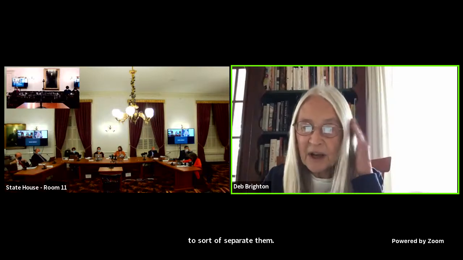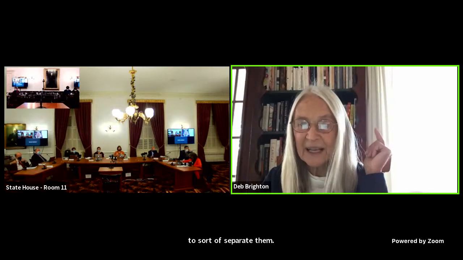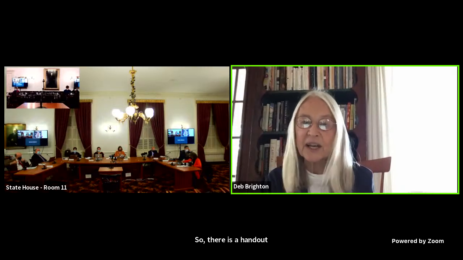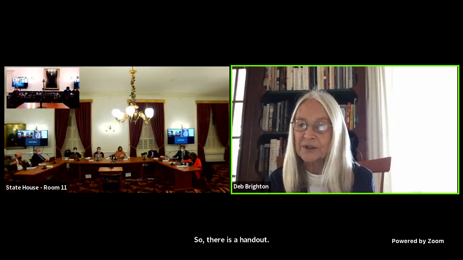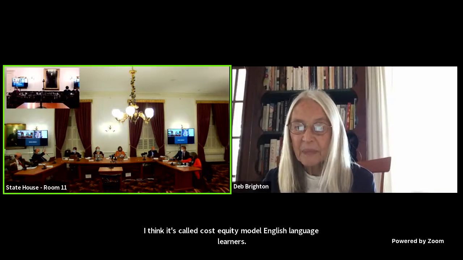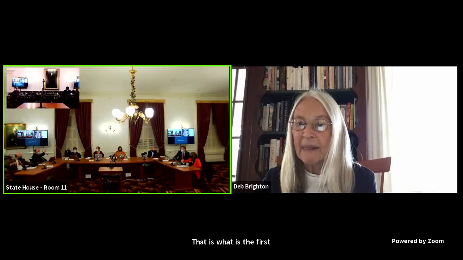So there is a handout, and I think it's called Cost Equity Model English Language Learners. That is what it's called, yes. It's the first one.